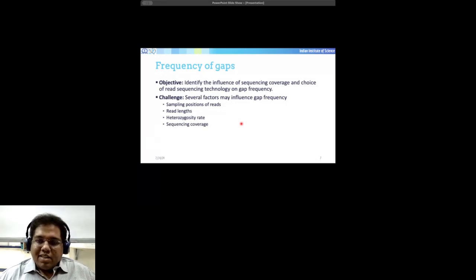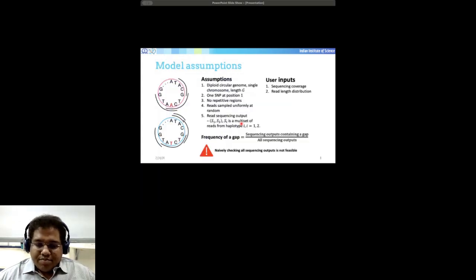The challenge lies in the fact that many different factors can influence the frequency of observing a gap, some of which are where we sample the reads from, what the read lengths are, what the heterozygosity rate in the genome is, and so on. So let's start with a simple model. We'll assume a diploid circular genome, to avoid edge effects, which contains a single pair of chromosomes of length G.